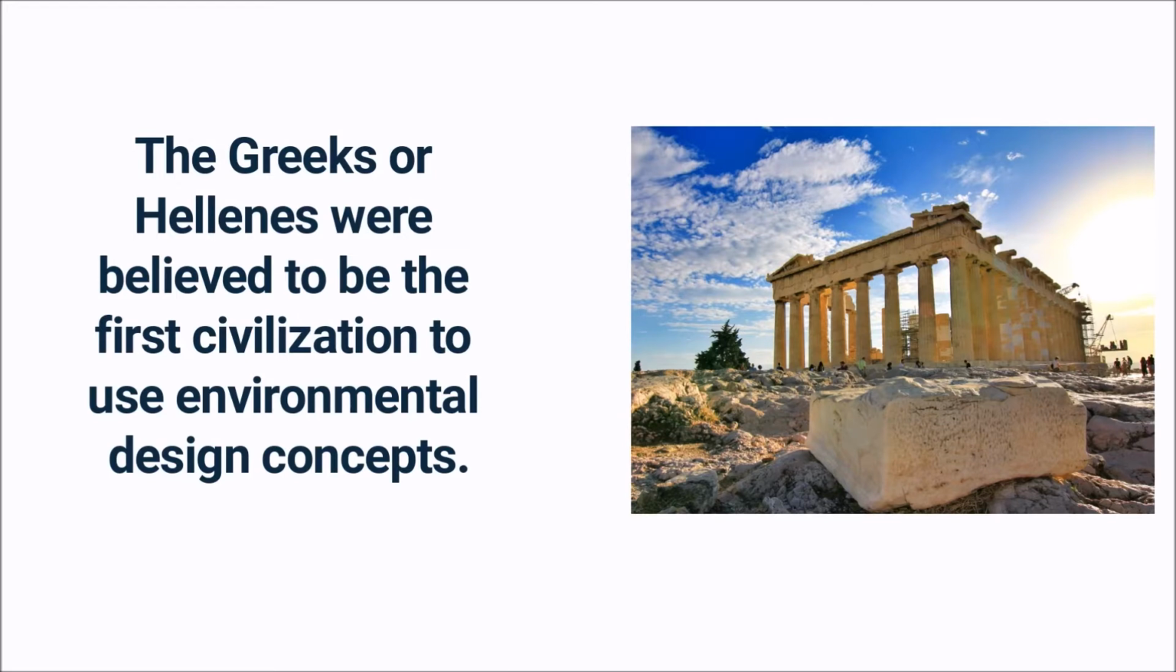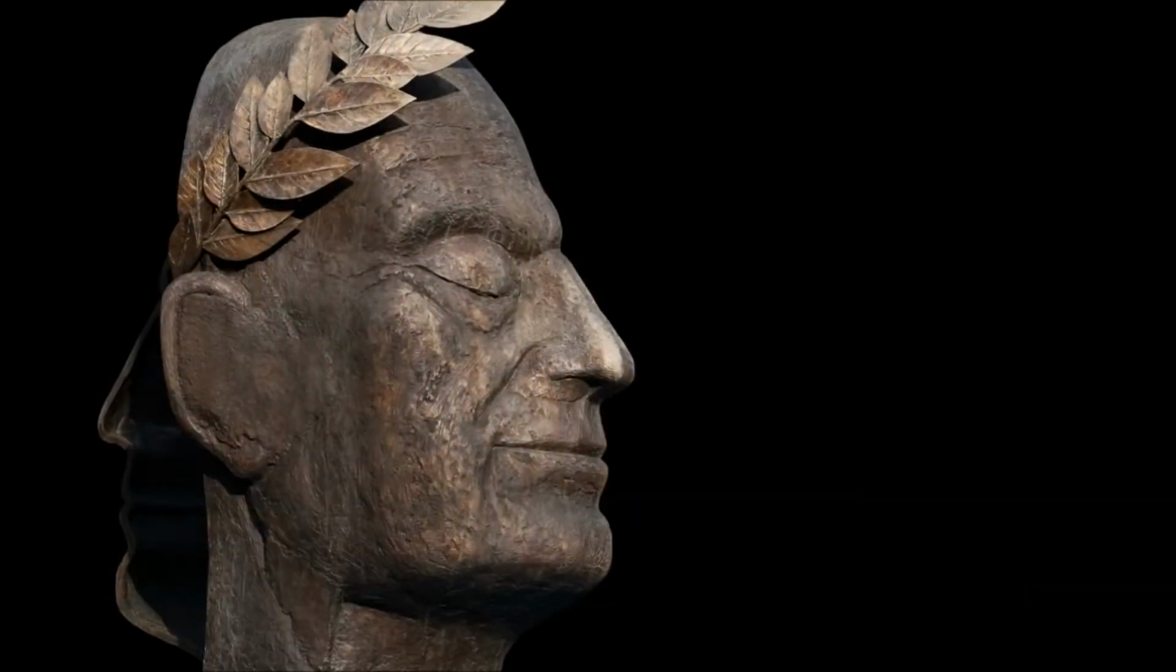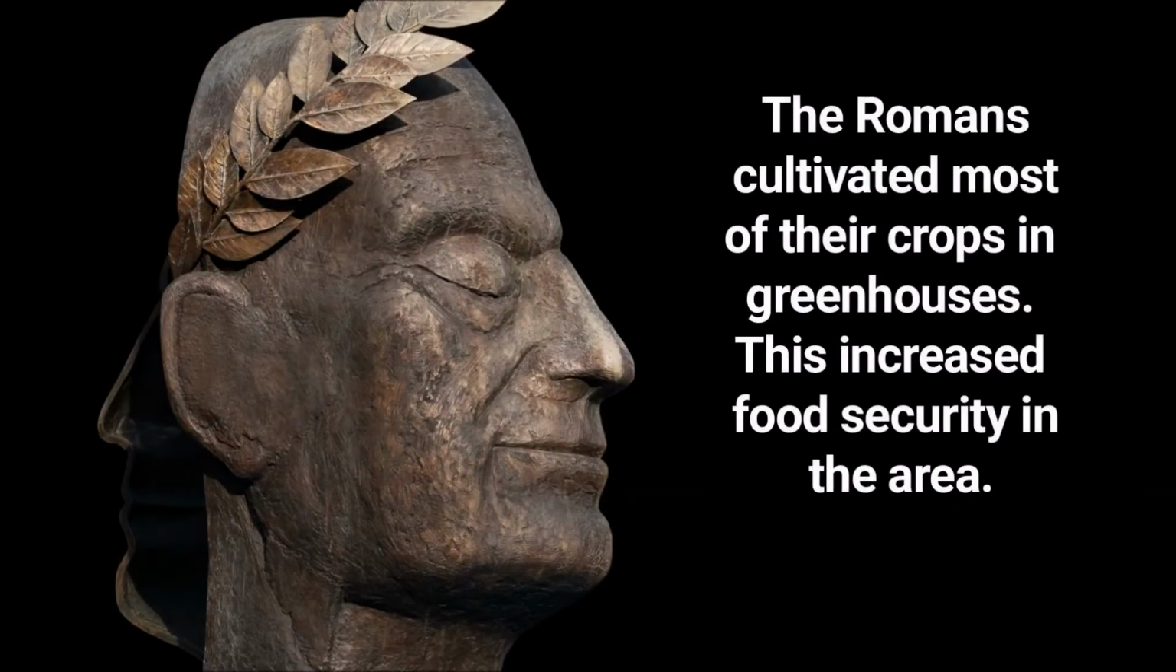Most of these ideas were later used by Rome. Glass windows allowed the Romans to save more fuel. The light from the glass illuminated the rooms without opening the windows, so the houses stayed warm all winter. The Romans cultivated most of their crops in greenhouses. This increased food security in the area.